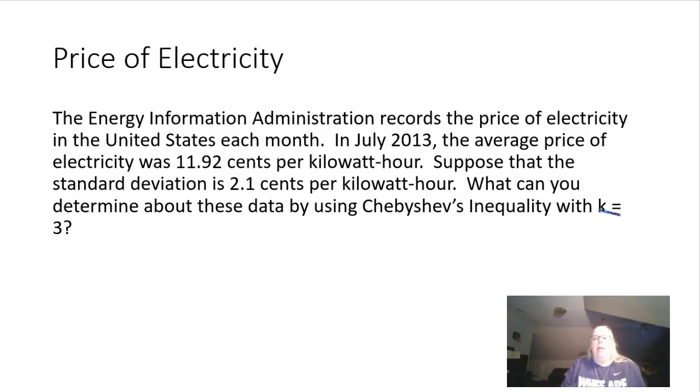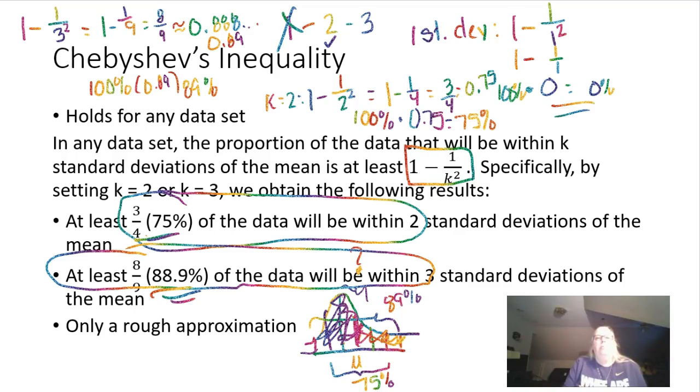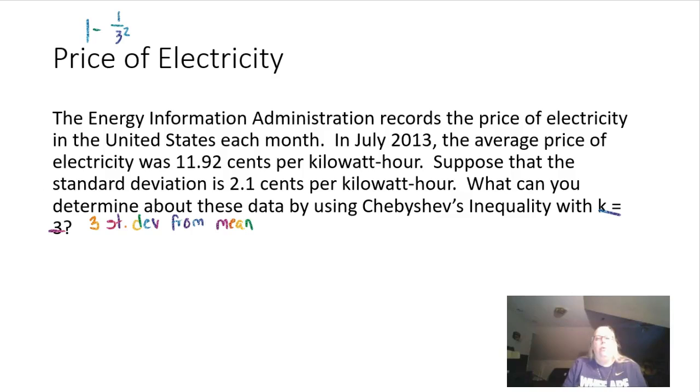Okay, let's remember what k equals 3 means. It means we're 3 standard deviations away from the mean. And we can use the formula, right? We would do 1 minus 1 over 3 squared, but we've already done that. We did that back here. And we found out that 1 minus 1 over 3 squared gave me 89%. So we know that we're looking for roughly 89% of the data.